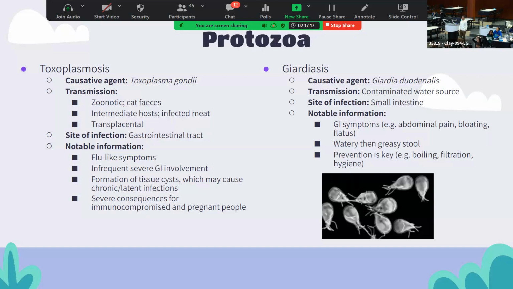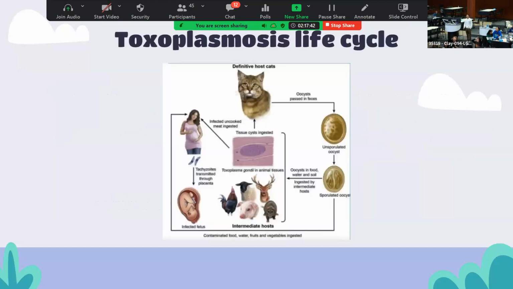And the Giardia, contaminated water source. Some of you may have heard this. It affects the small intestines and causes watery and greasy stool. That's the notable symptom, but it also causes a host of GI problems. And once again, similar to malaria, prevention is key. So boiling water, filtering water, make sure the water you're drinking is clean. And then once again, more in depth, you can look over that in your own time.